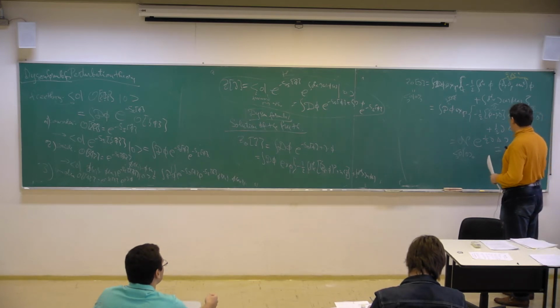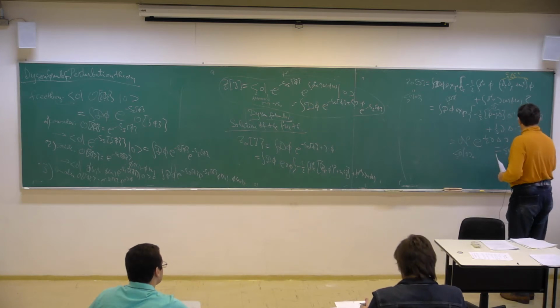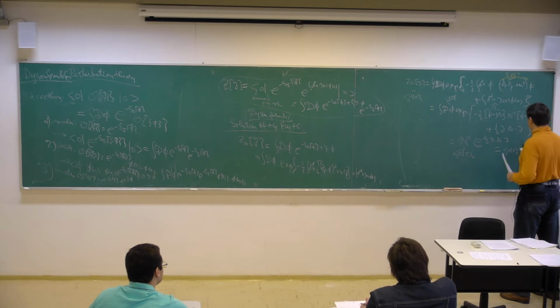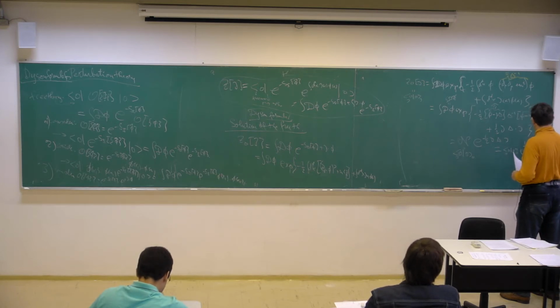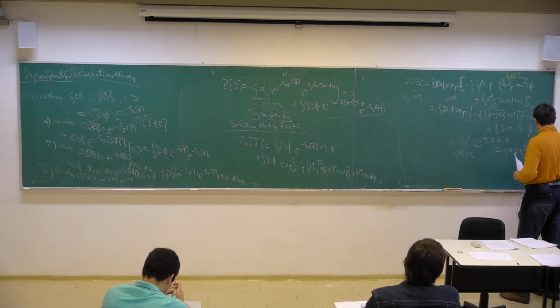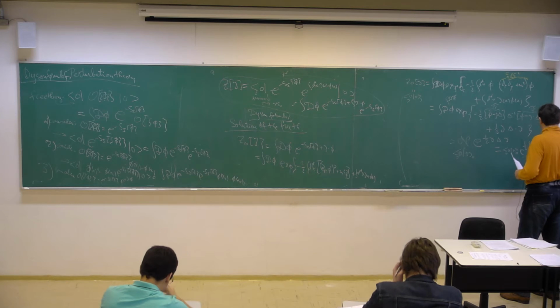So Z0 of J is this Z0 of 0 times e to the one half. This thing means double integral J of x, delta of x and y, J of y.